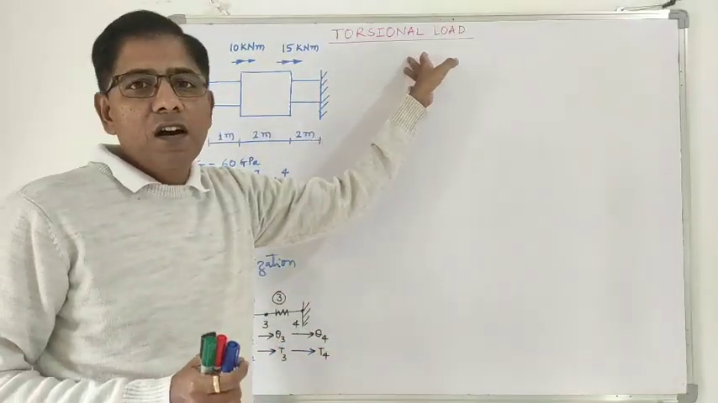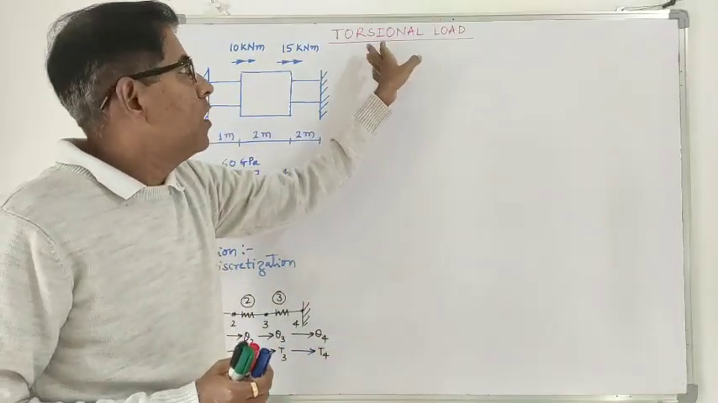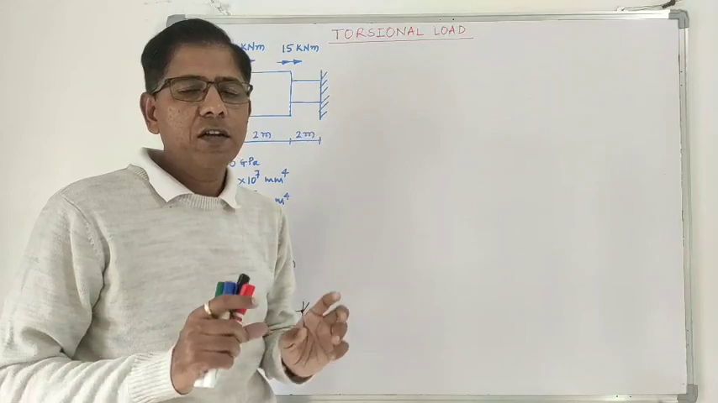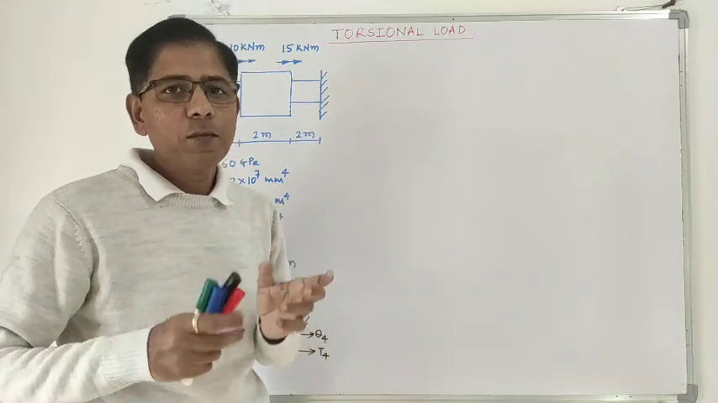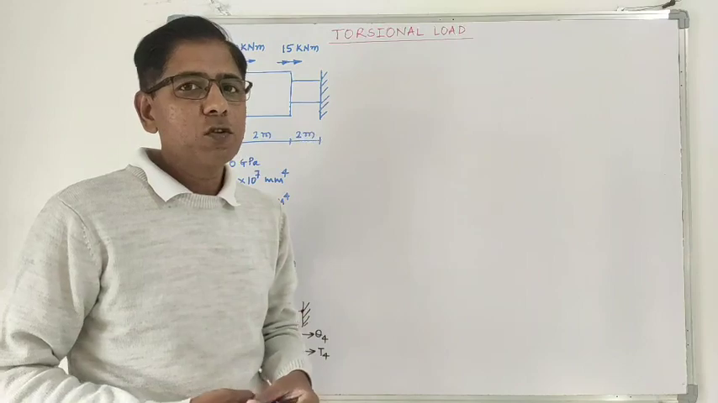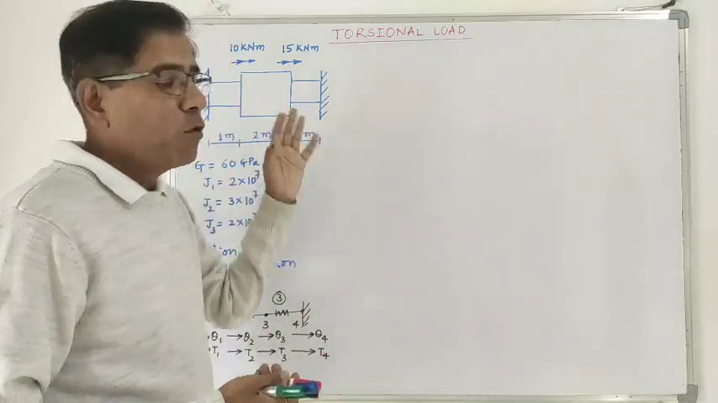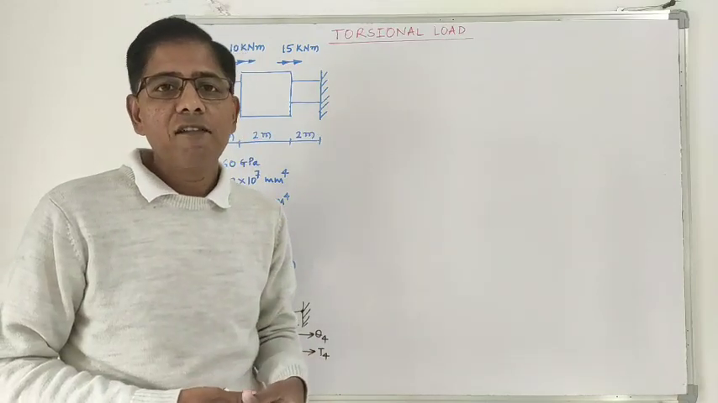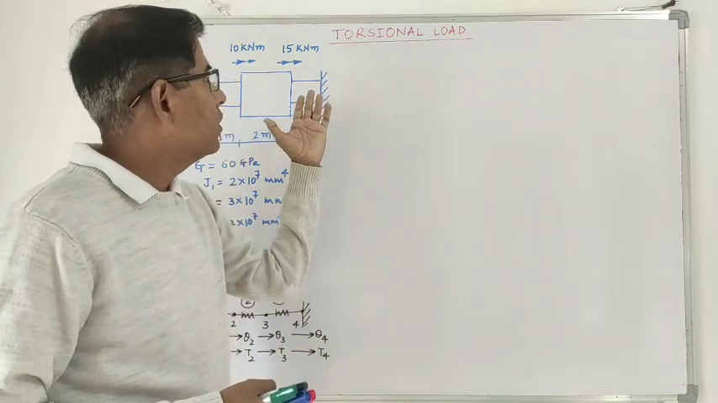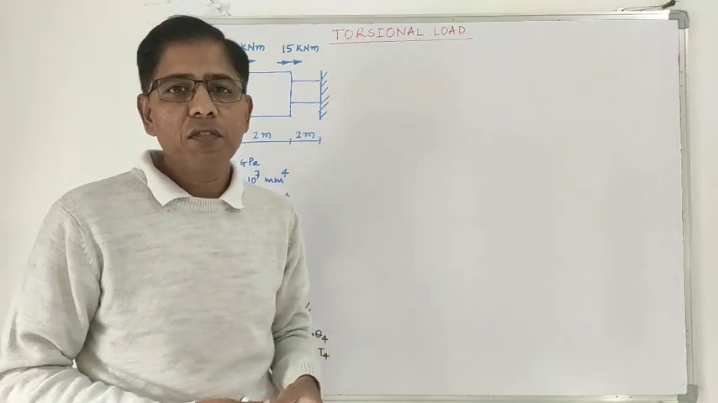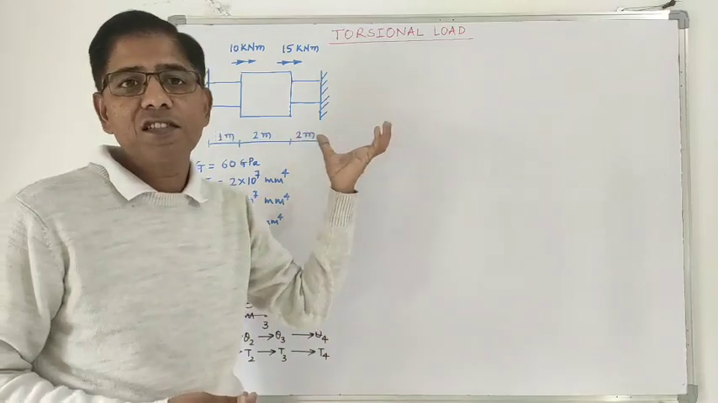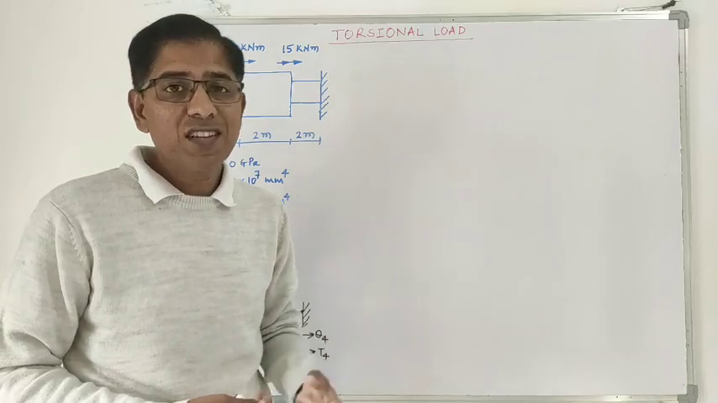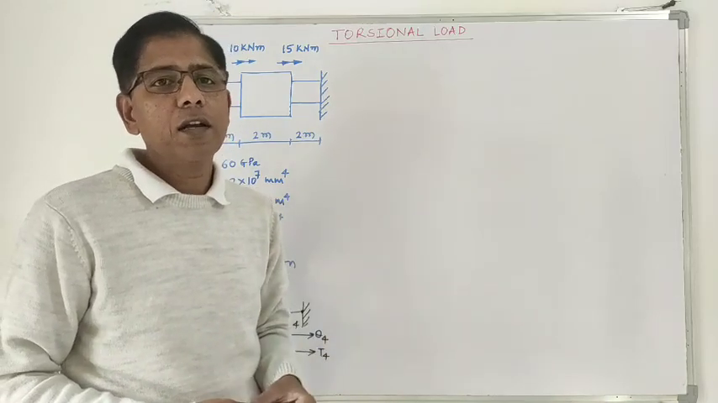Today we'll see the 1D FEM problem for torsional loading. Many times the shaft is subjected to a torque or a twisting moment, and because of the twisting moment applied to the shaft, torsional stresses are developed. So how do we apply the finite element method to find the torsional stresses developed in the shaft because of the torsional loading, the twisting moment, or the torque applied to the shaft?